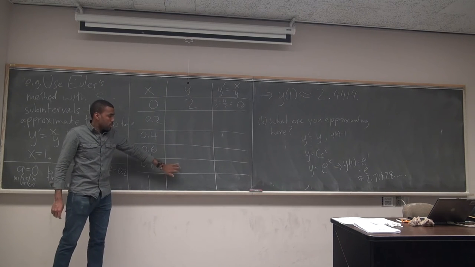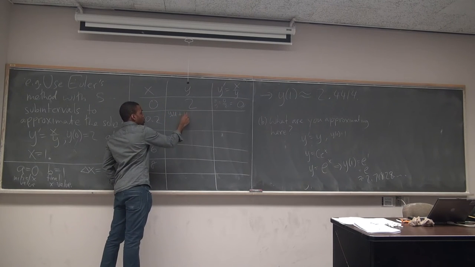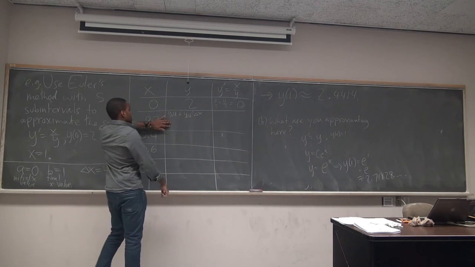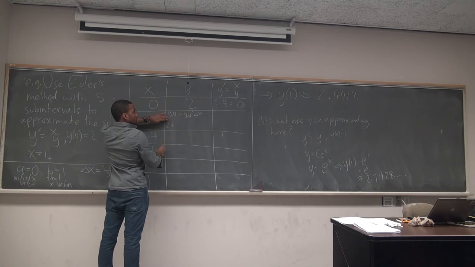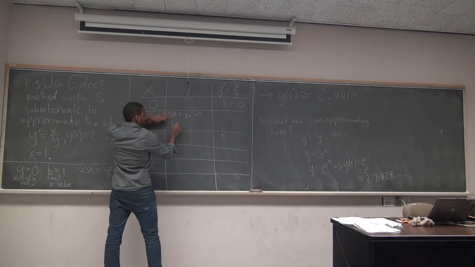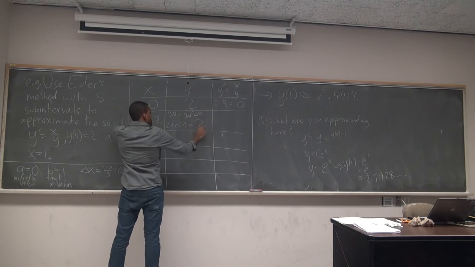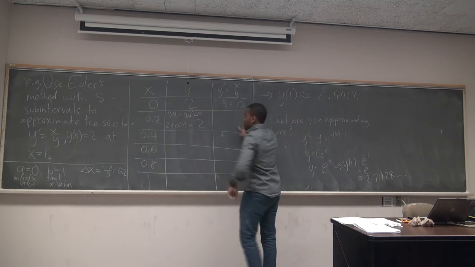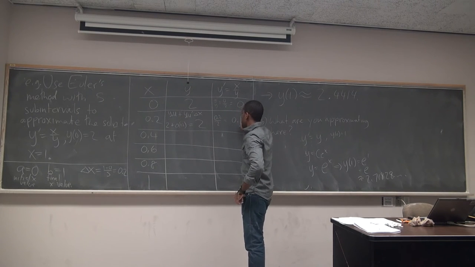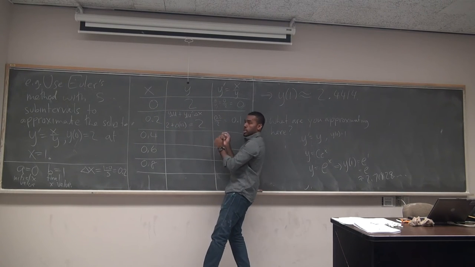Now, the y values, I'm using theorem 3.1. I'm always using the old y plus the old y prime times delta x. So what should I put here? 2 plus the old y prime, which is 0, times 0.2, which is 2. Now what is my y prime? 0.2 divided by 2, which in this case is 0.1. So the two answers I get here plug into that formula give me here.